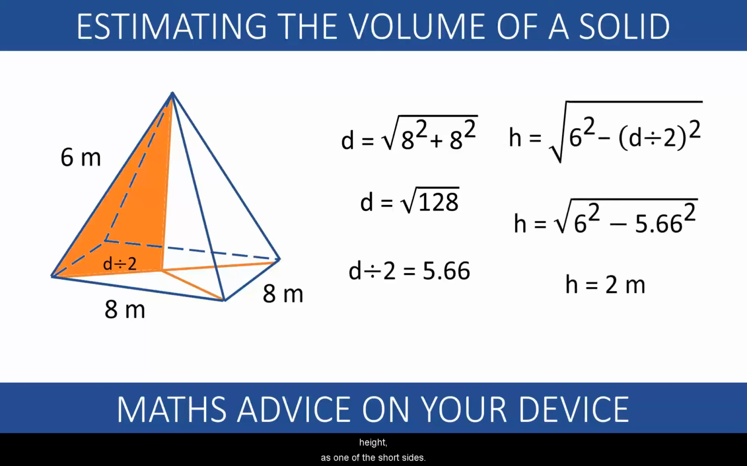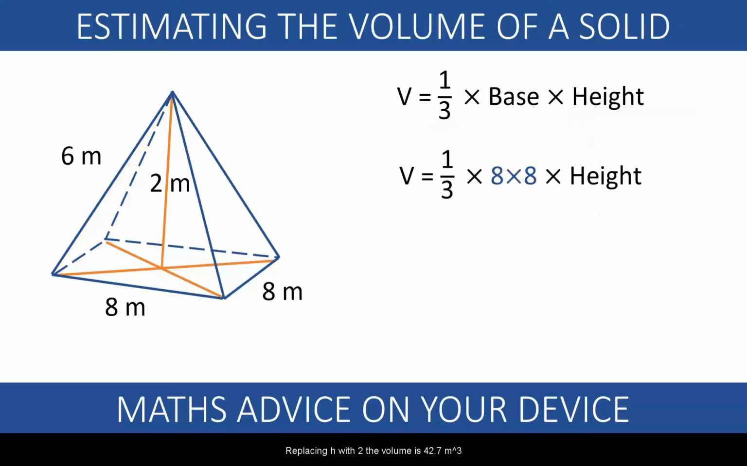H is the square root of 6 squared minus 5.66 squared. H is 2 meters. Replacing H with 2, the volume is 42.7 meter cube.